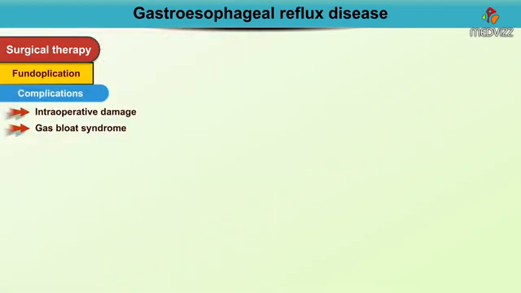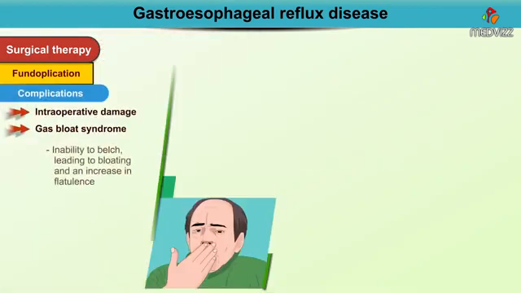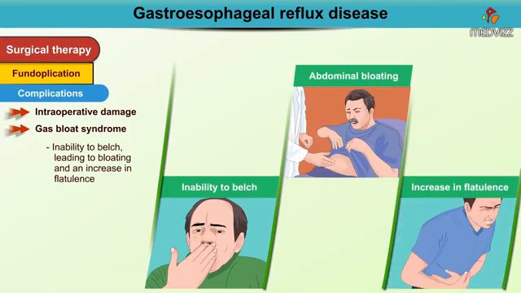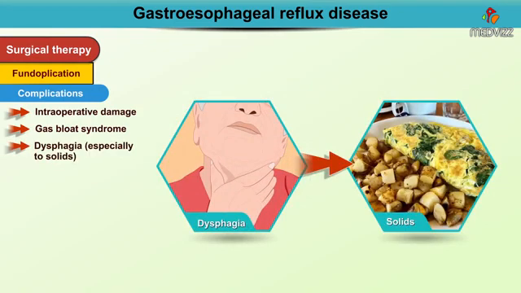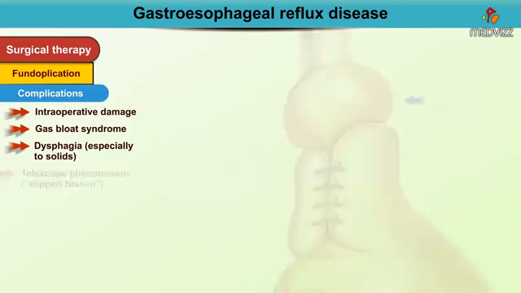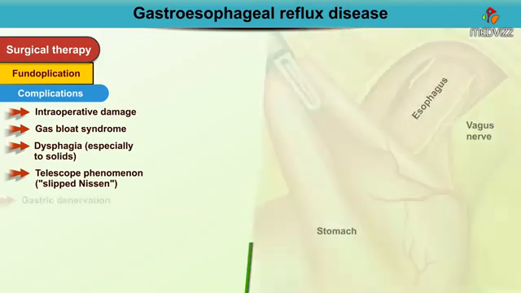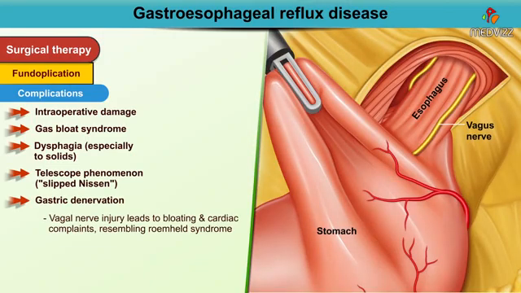Another important complication is gas bloat syndrome, which is the inability to belch, leading to bloating and an increase in flatulence. Dysphagia, especially to the solids, can also be seen in patients undergoing fundoplications. Telescopic phenomenon, otherwise termed as slipped Nissen's fundoplication, is wherein the esophagus slides out of the wrapped stomach portion. Gastric denervation, wherein vagal nerve injury leads to bloating, and cardiac complaints resembling Roemheld syndrome can also be seen in patients undergoing fundoplications.